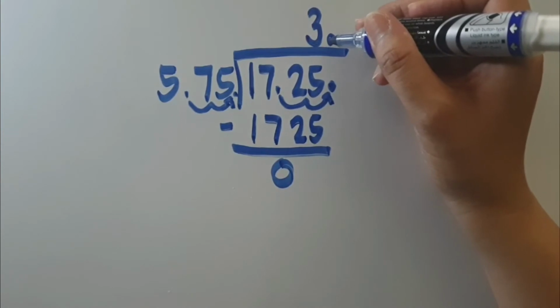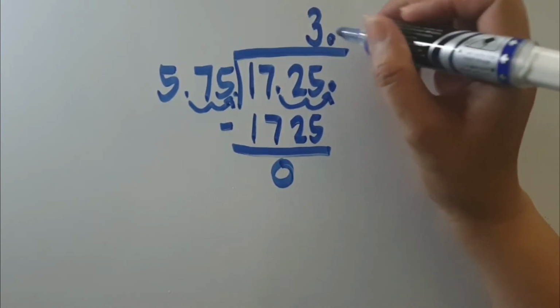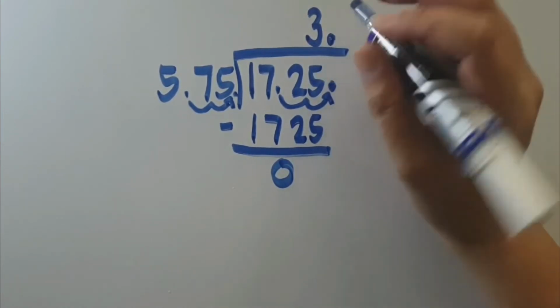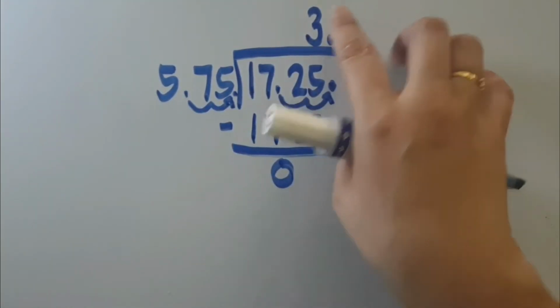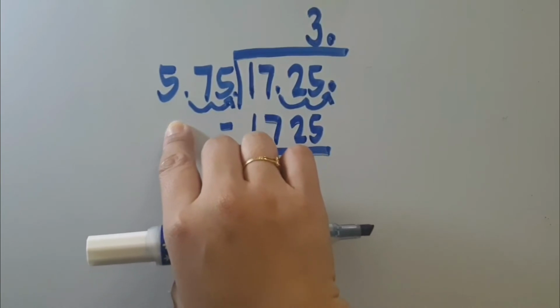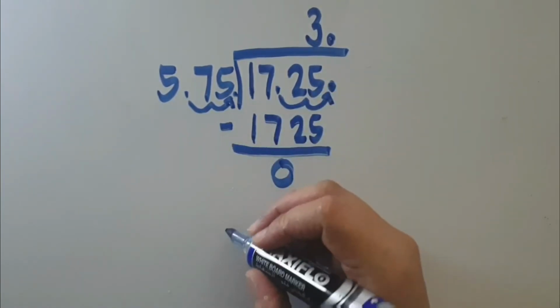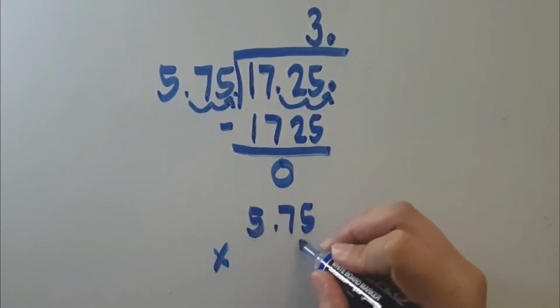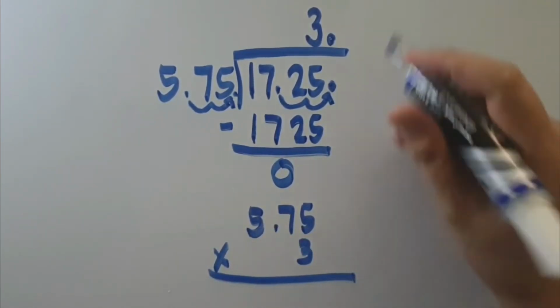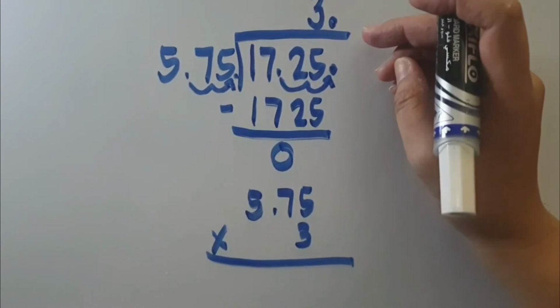Now, let us see if our answer is correct. So, we will follow the same thing to check. You have to multiply the divisor by the quotient. So, we will use the original divisor, that is 5.75. Multiply it by 3. And see if we will get the dividend as the answer.